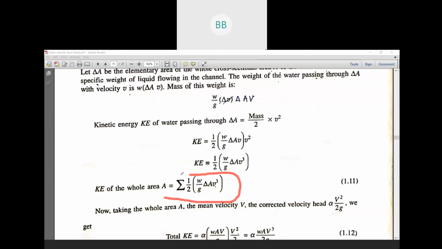That's why it's summation. So in place of summation, we can give some limit, i equal to 1 to n. Okay. So what will be the number of n? It depends on how you divide the whole cross section. It may be 5, 6, 7, 8. It depends on you.